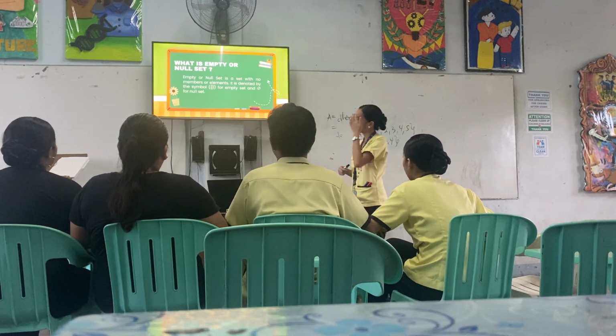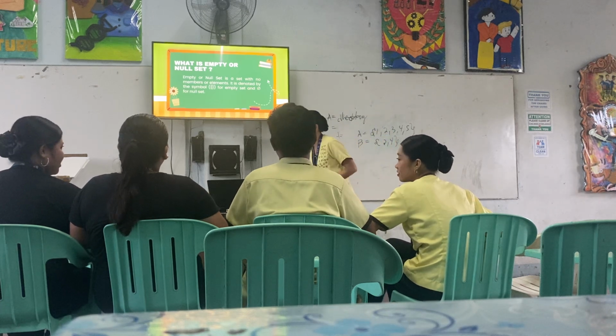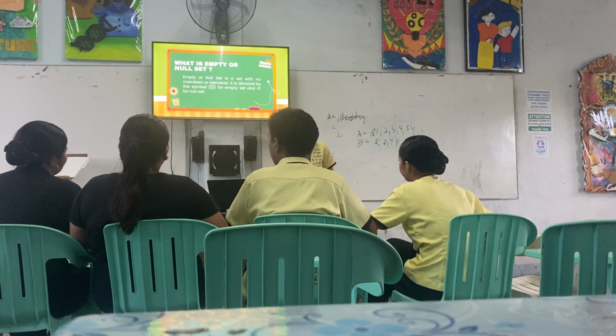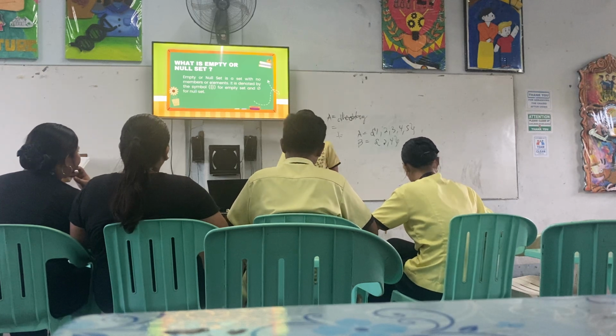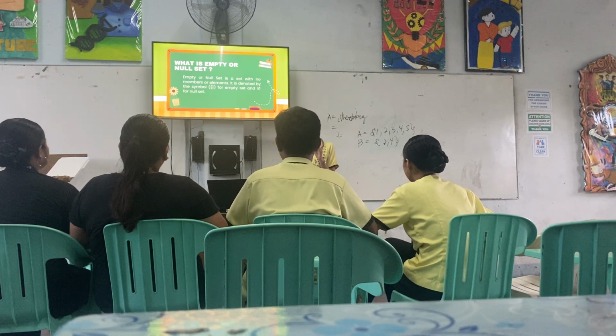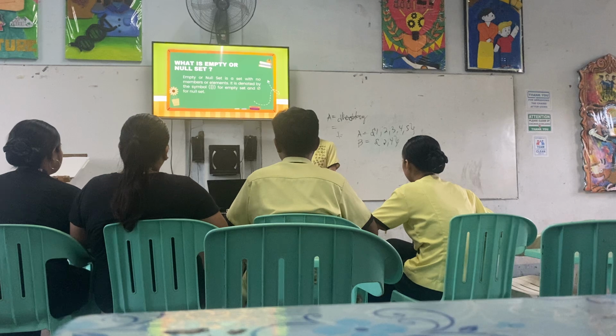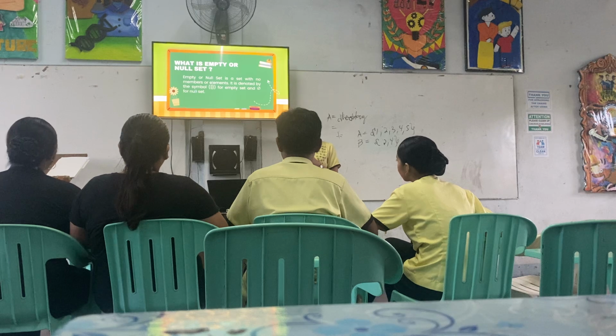Together, let's read. An empty or null set is a set with no members or elements. It is denoted by the symbol for an empty set and a null set. We can also see empty sets, right? For example, give me a dog that can fly. There's no dog that can fly, so it's an empty set. Yes, ma'am. Can you give me another example of an empty set?